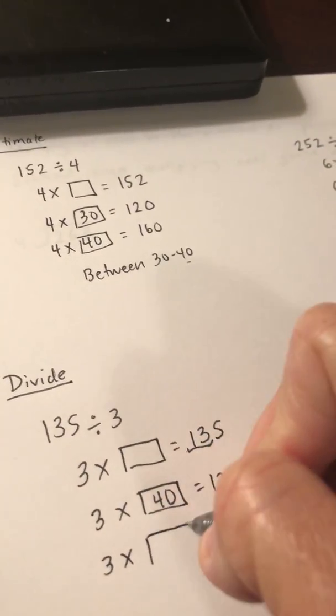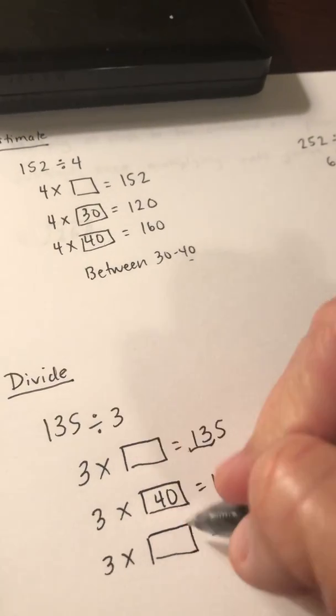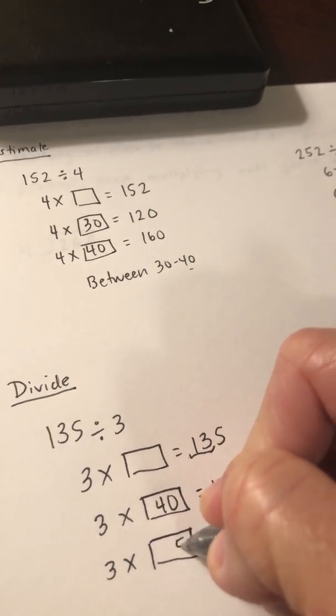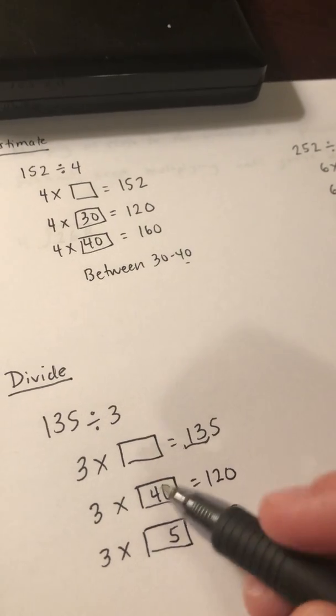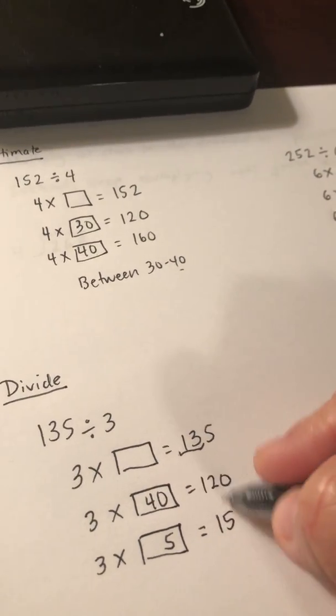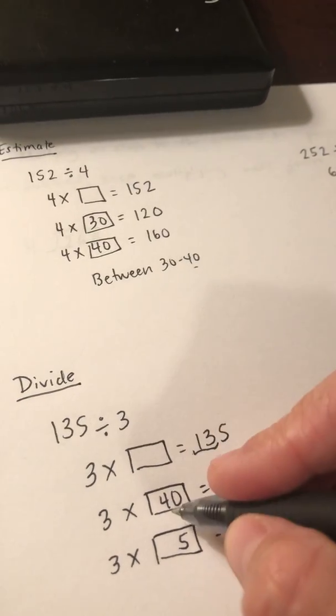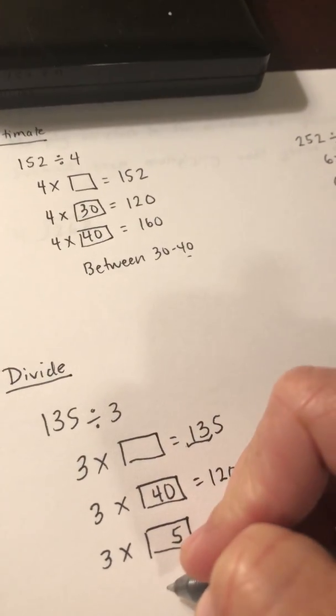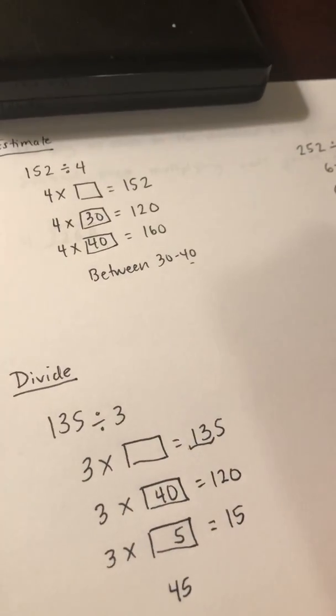So 3 times what number is going to give me the last part, the 15? 3 times 5 is 15. So the answer to my division problem is these two parts added together. These two together make 135. This is the answer I'm looking for. So 45 is going to be my exact answer.